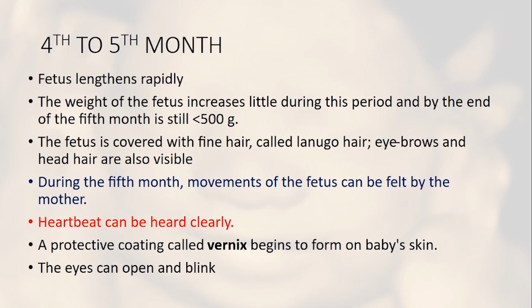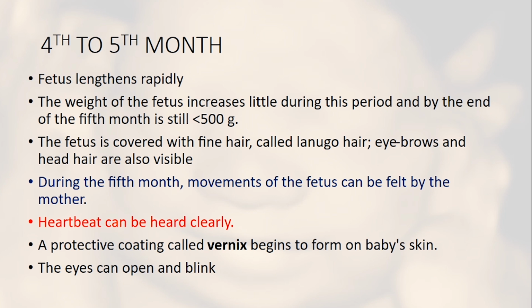So from the 4th to 5th month, the fetus lengthens rapidly. The weight of the fetus increases. It is now covered with hair that is called lanugo hair. We may be able to see the eyebrow, and the hair on the head is also visible. Movement of the fetus can be felt by the mother at around this time.